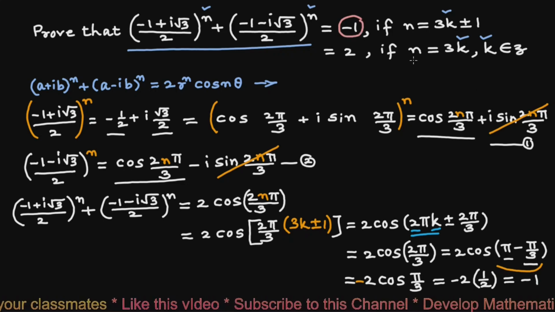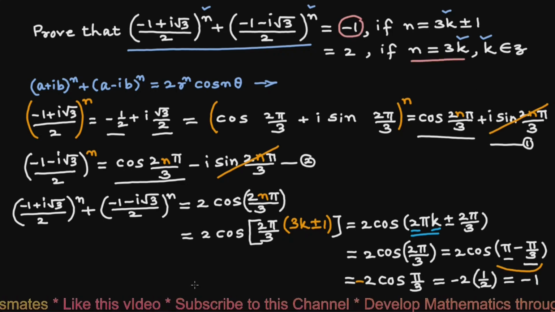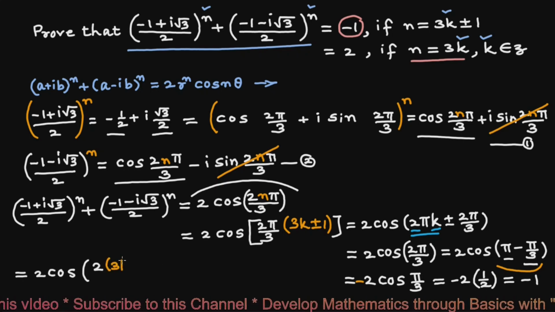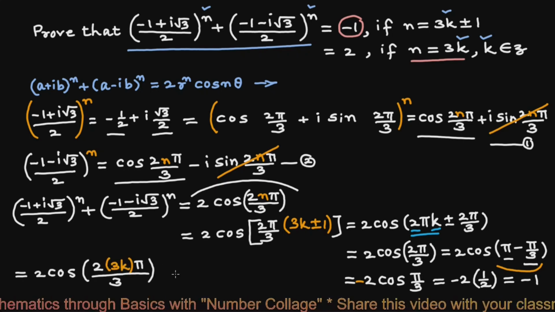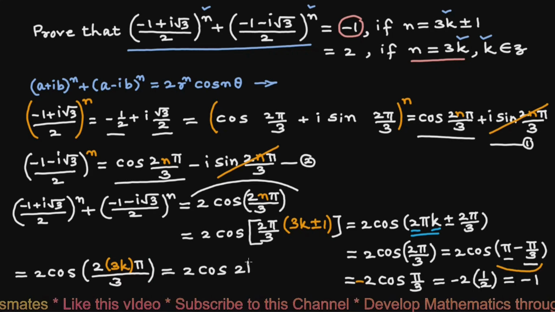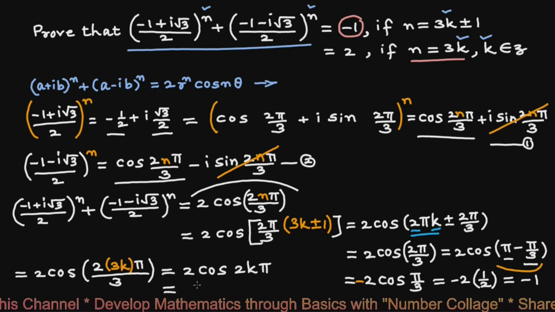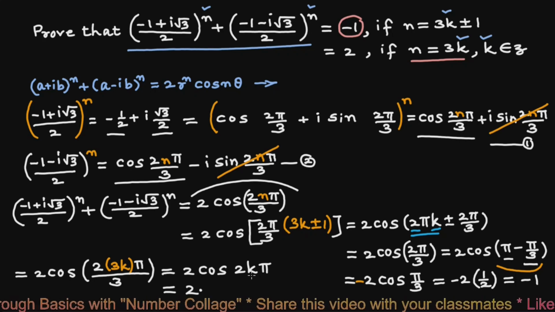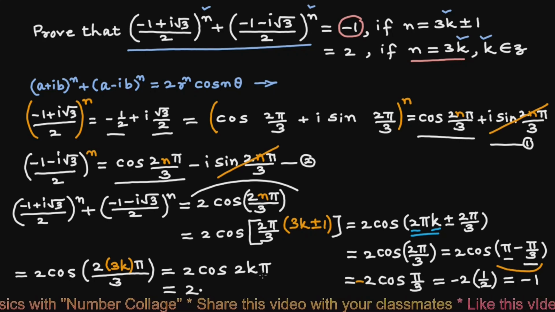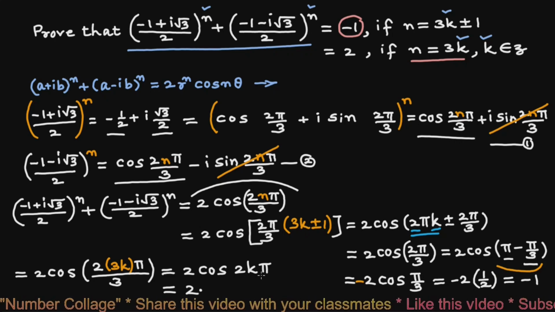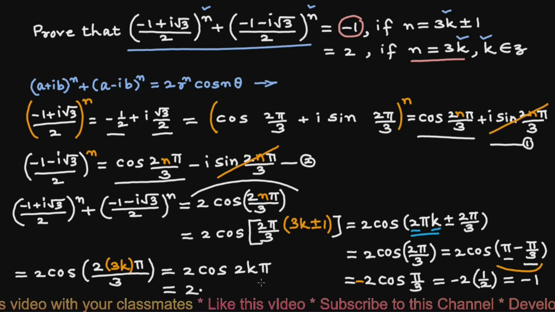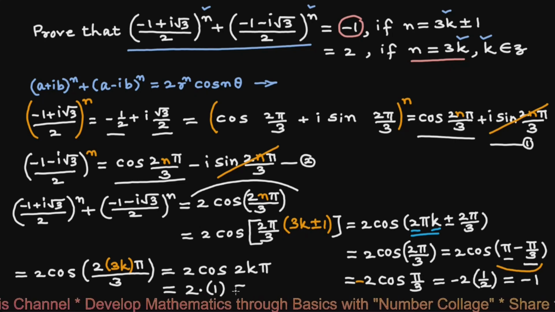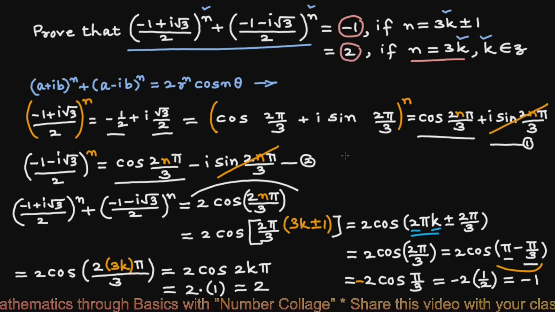Now we will substitute n equals 3k. So this will be 2 cos (2 into 3k pi by 3), which will be 2 cos 2k pi. Since k is an integer, 2k is even, so 2k pi will be an even multiple of pi, and cos of an even integral multiple of pi is 1, so this will be 2 as required here.